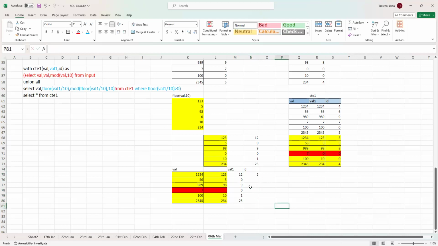Now 0, if you divide by 10, you will not get any remainder. It will be 0 only. 9 divided by 10, remainder will be 9. Then 0 by 10 will be 0 only. 1 divided by 10 will be 1 only. And 3 divided by 10, it will be 3, right?